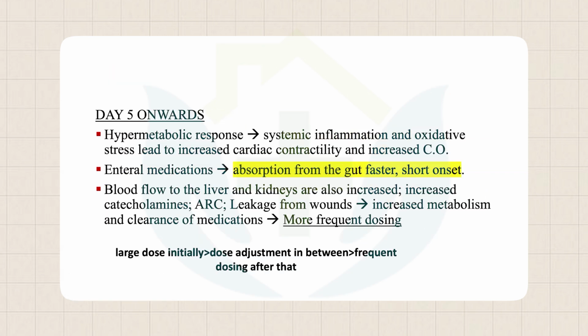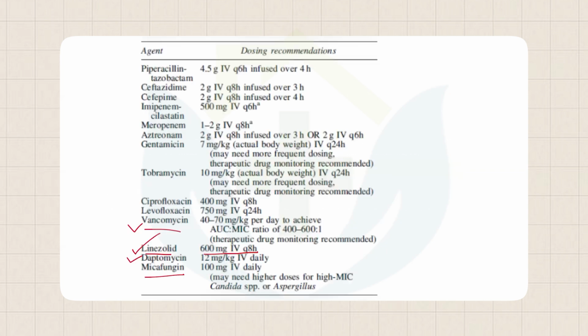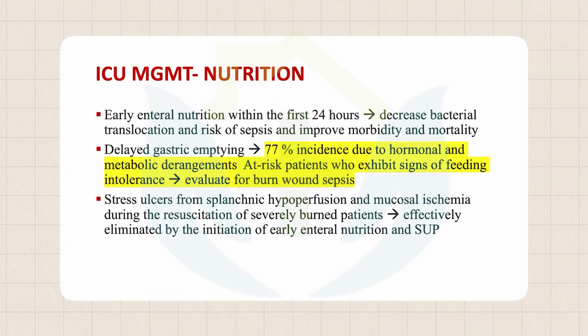But from day 5 onwards, they go into a hypercatabolic state, when they have increased inflammation, increased catabolism, increased blood supply to the end organs, and increased cardiac output. Here you have to give them antimicrobials at a higher than normal dose, and you have to go for more frequent dosing. These are the dosing recommendations for burn patients. This is the same as that of normal patients. Not much of a difference.